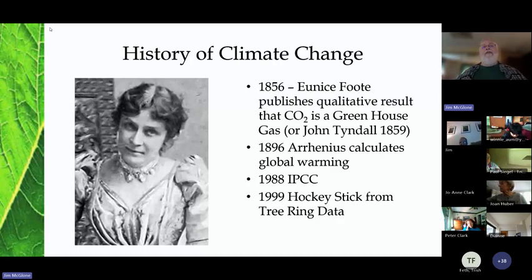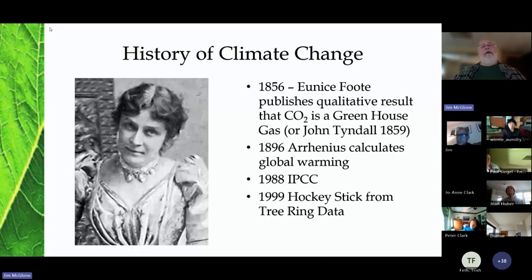So again, this whole idea of carbon dioxide and burning fossil fuels warming the planet is not something new. In 1988, the UN formed the Intergovernmental Panel on Climate Change at the request of the Reagan administration.